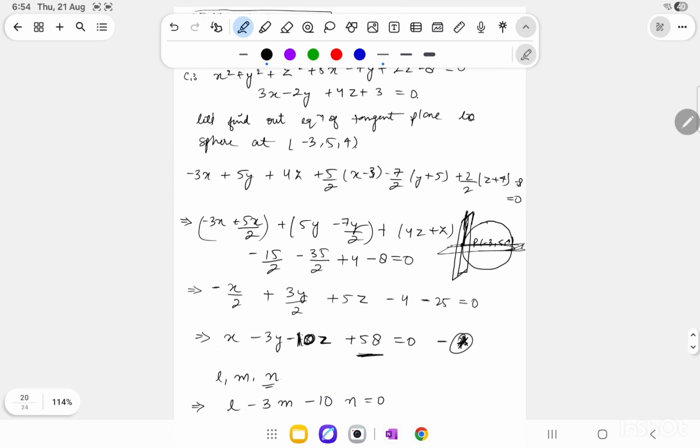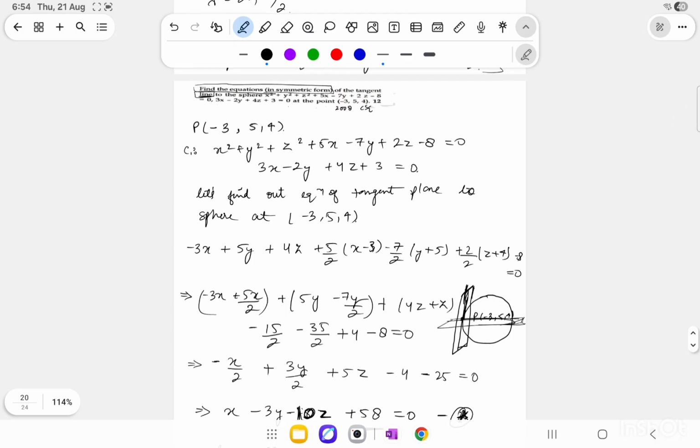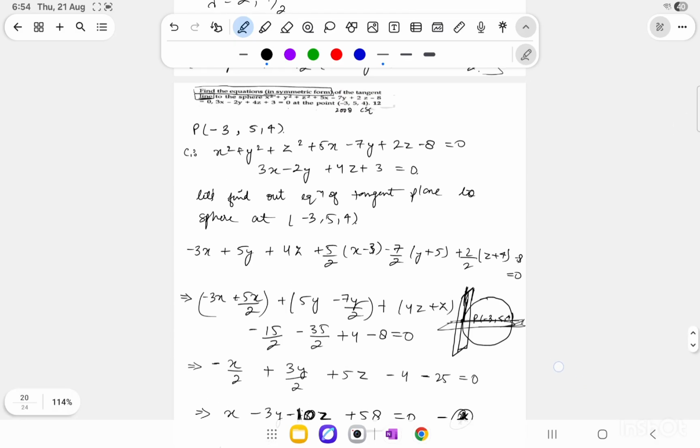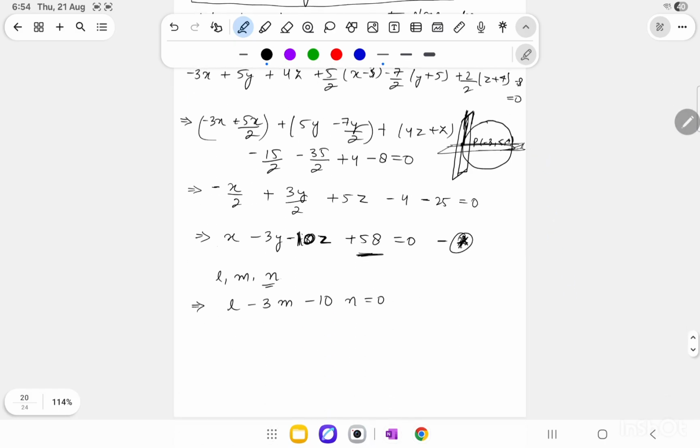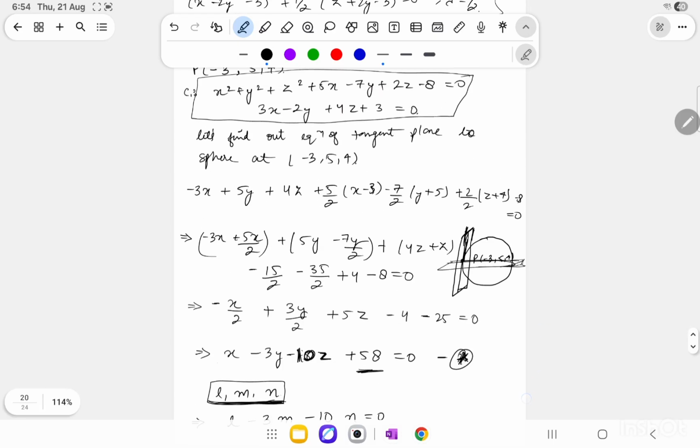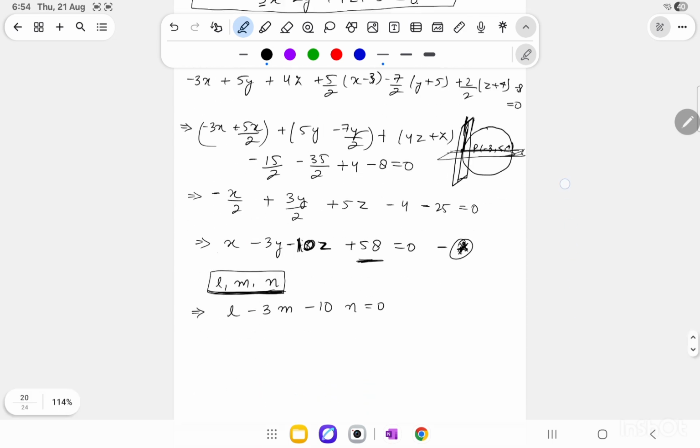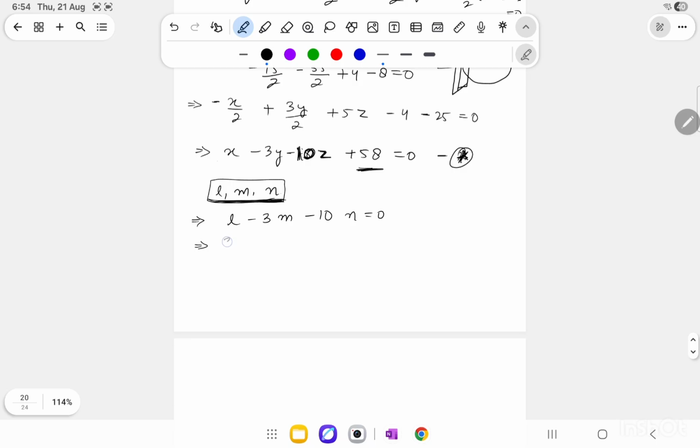Further, since I'm supposed to find a tangent line to this circle, the line with direction ratios proportional to L comma M comma N must be perpendicular to the line with direction ratios proportional to 3 comma minus 2 comma 4. So using that, I got 3L minus 2M plus 4N equals to 0, and I can solve these two equations using the cross multiplication method.